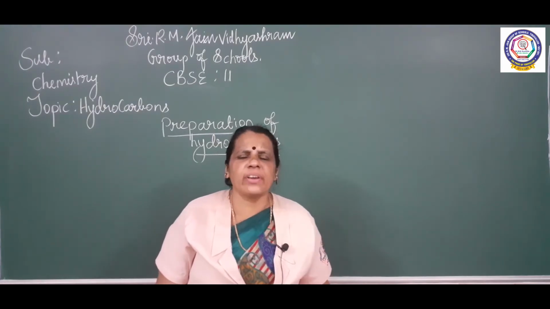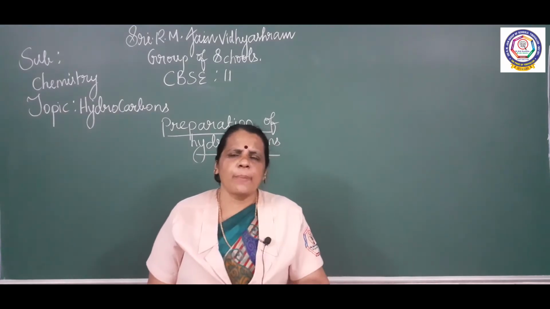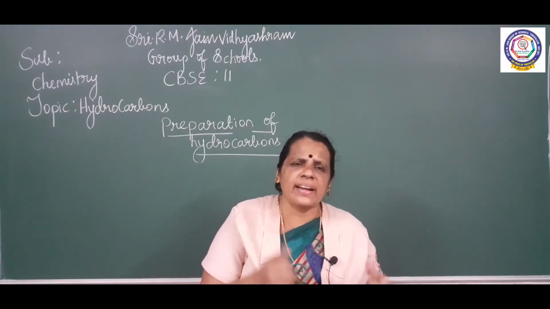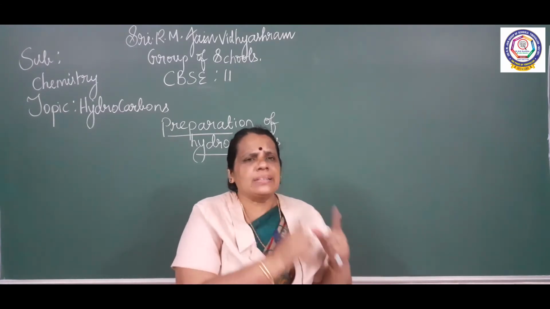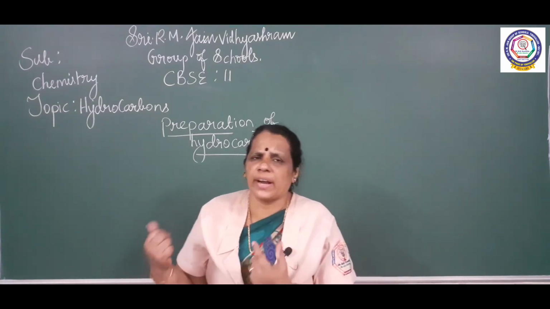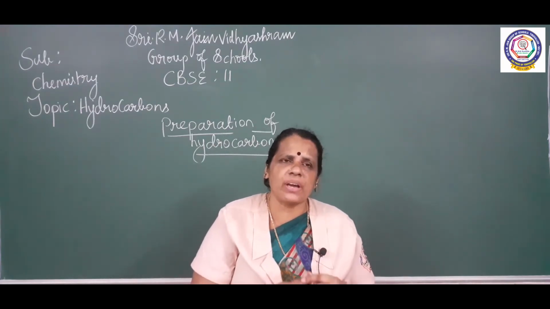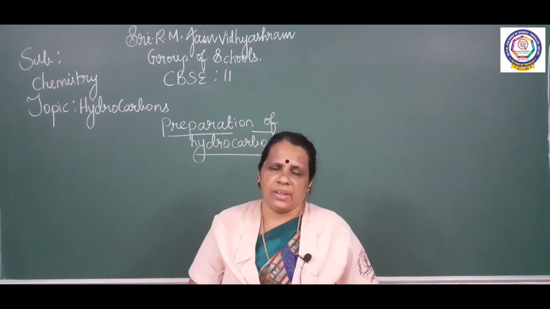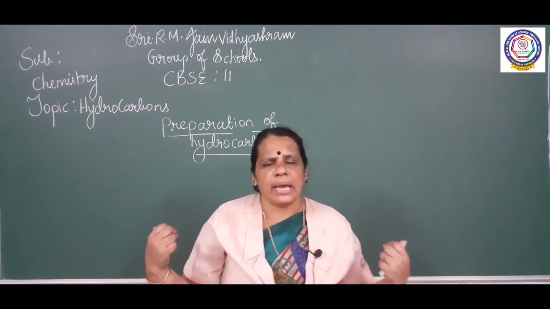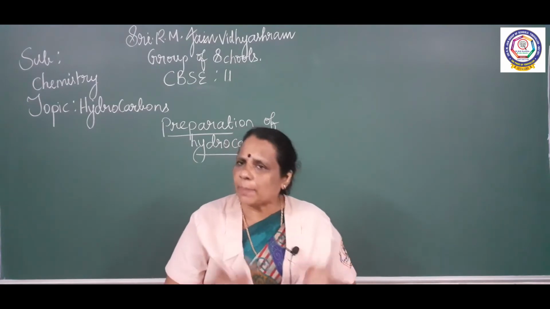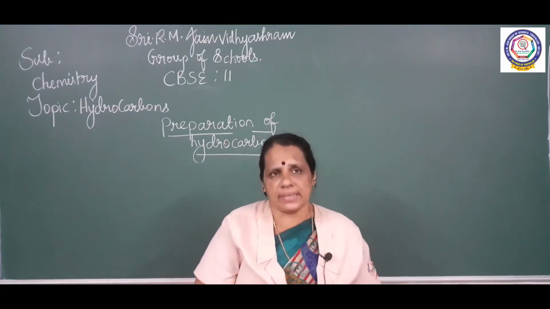Okay children, we have already discussed the first two methods of preparing hydrocarbon. The first one is hydrogenation. When hydrogen is added to unsaturated hydrocarbon, unsaturated hydrocarbons are converted to saturated hydrocarbon, I told you. The reaction takes place in the presence of a catalyst because it is a slow reaction. In order to speed up the reaction, I add a substance called a catalyst. Here either palladium or platinum is used as a catalyst at high temperature, with heating.